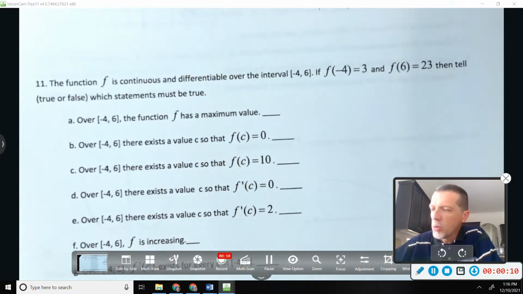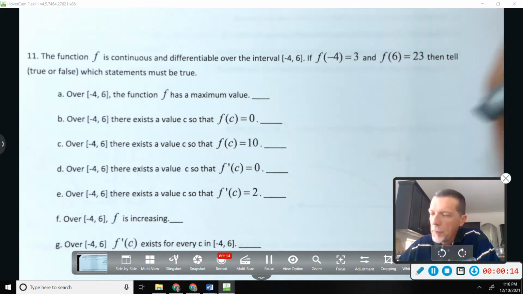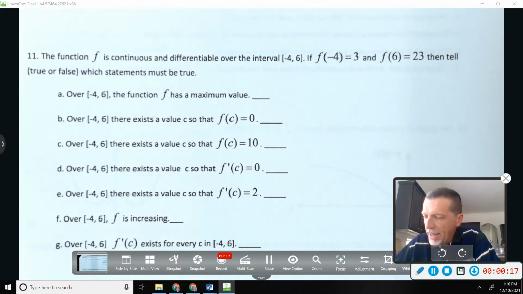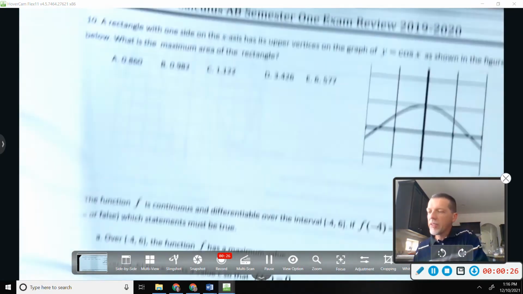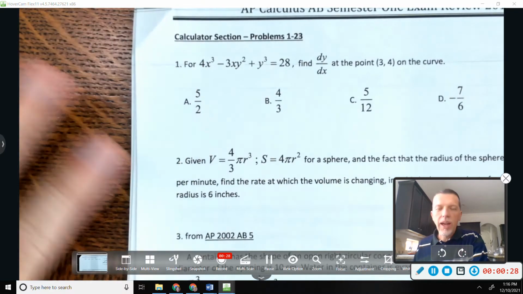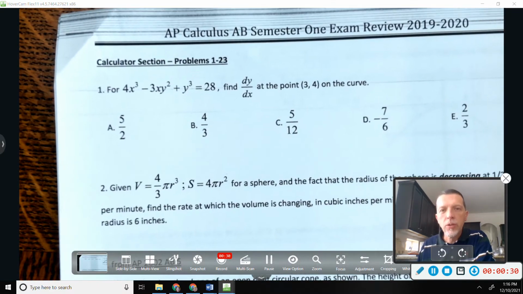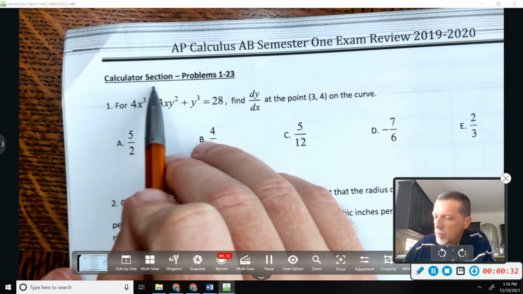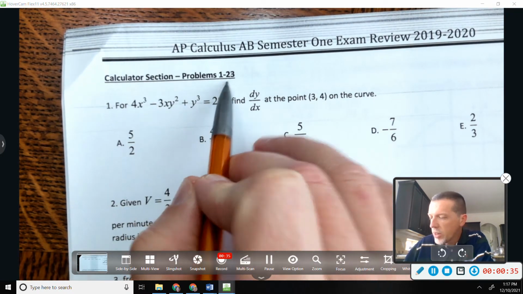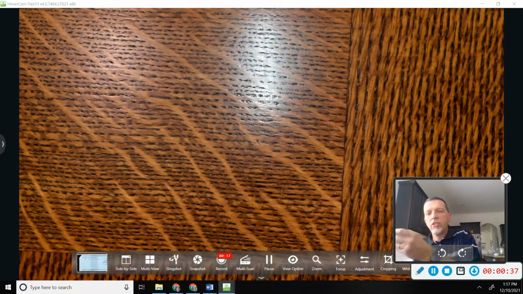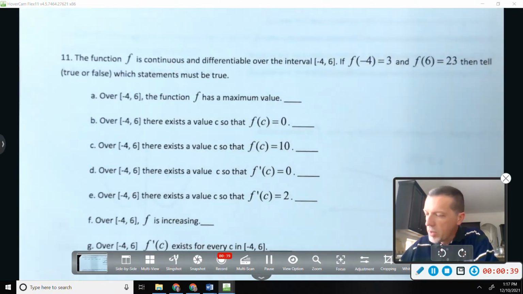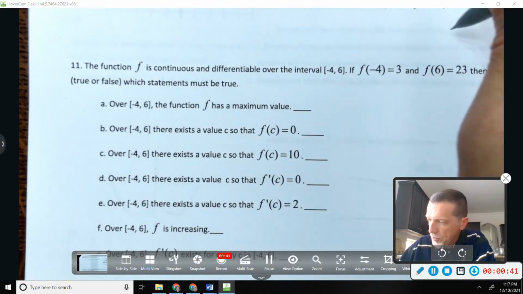I am going to work the odds of the calculus review. I haven't really looked at this much, so I'm just going to work it cold and we'll see how it goes. Number 11. Remember, we already did pages 1 and 2 together, so I'm not going to worry about that. Answers are posted to those with work shown. Reminder, calculator goes for 1 through 23, so we're still in the calculator section. But that doesn't mean we'll necessarily need a calculator.